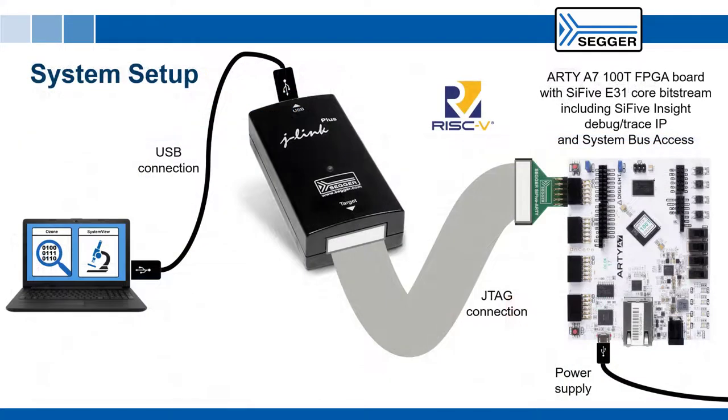As the hardware platform, we'll be using the Arty A7-100T FPGA board with a SiFive E31 core bitstream that includes the SiFive Insight Debug Trace IP and System Bus access. The SEGGER J-Link is connected to the board via the SEGGER SiFive RD adapter.